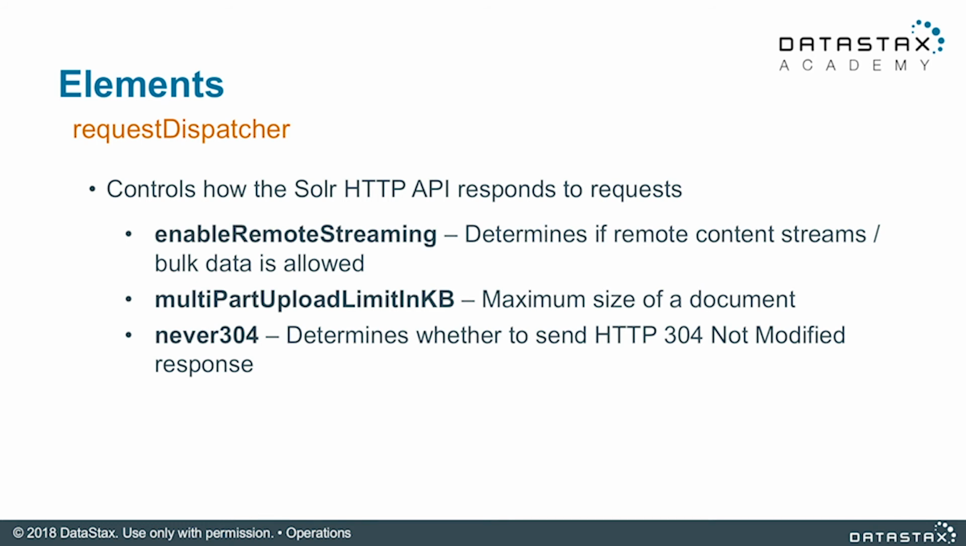The attribute never304 is part of the HTTP caching element, which determines if DSC search can use HTTP 304 not modified responses. This is useful to set to true when working on development on DSC search, as running queries may return this response instead of the expected query result.